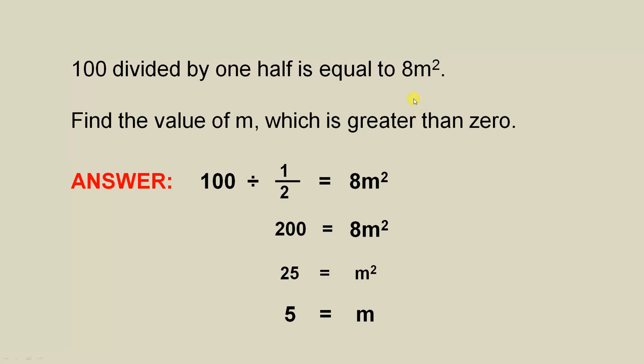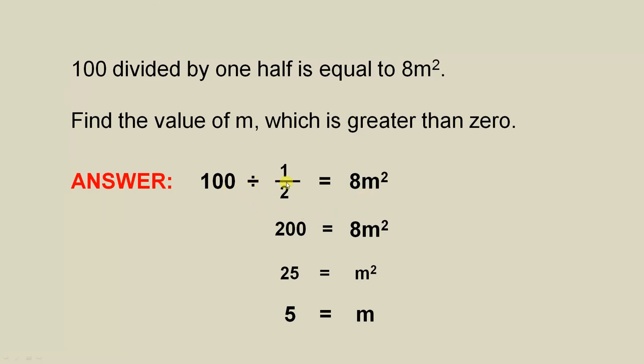100 divided by 1/2 is equal to 8m squared. Find the value of m which is greater than 0. So we want the positive answer. Now this is very tricky because it says 100 divided by 1/2. It doesn't say half of 100. So 100 divided by 1/2, which is that, equals 8m squared. So that's the equation.